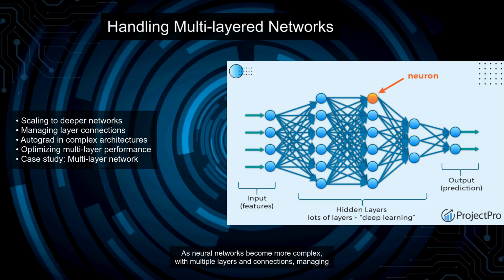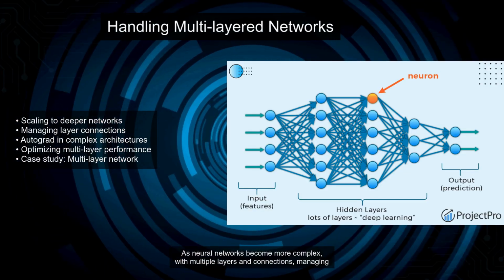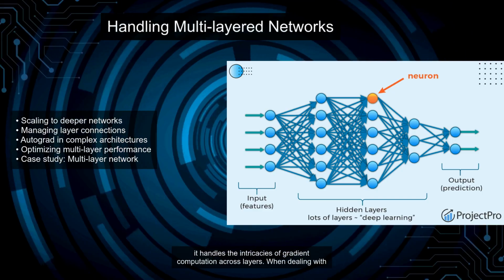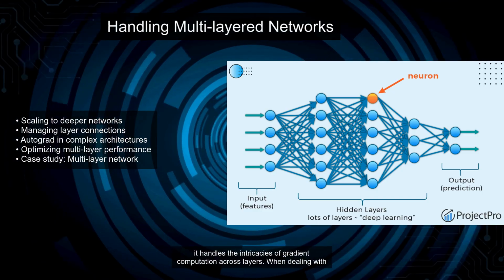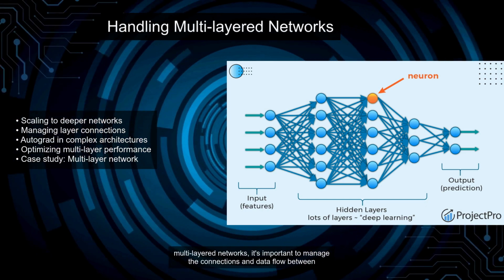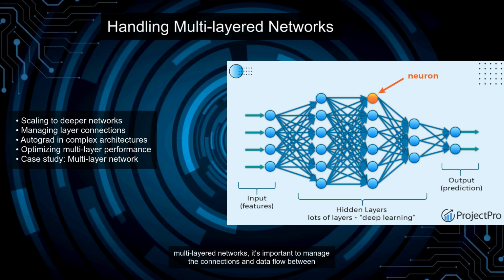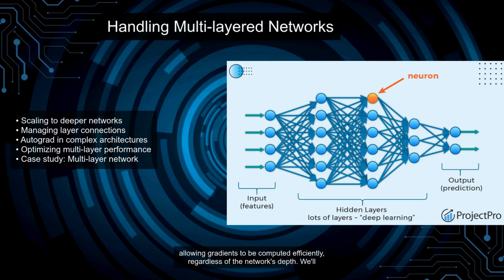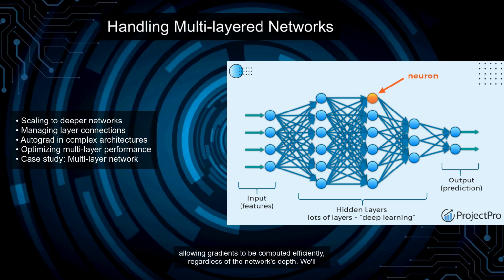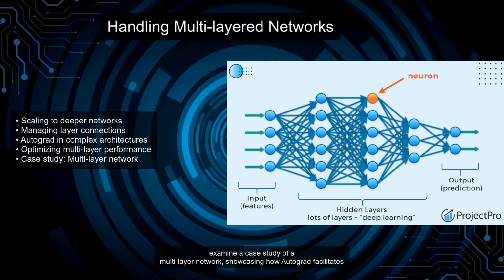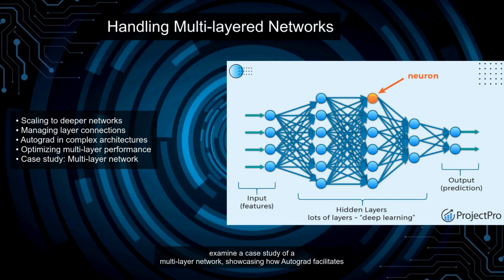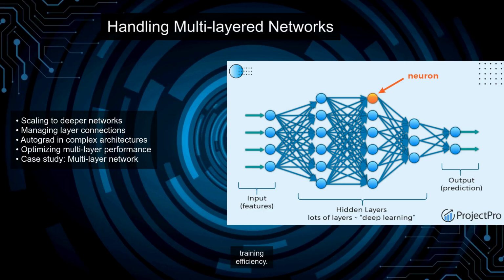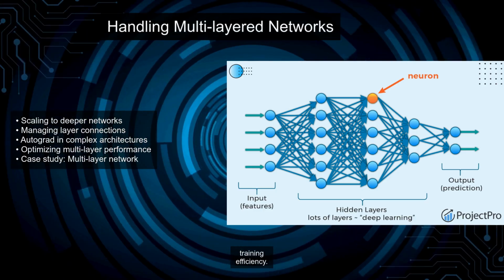As neural networks become more complex, with multiple layers and connections, managing them efficiently becomes crucial. PyTorch's Autograd is invaluable in these scenarios, as it handles the intricacies of gradient computation across layers. When dealing with multi-layered networks, it's important to manage the connections and data flow between layers effectively. Autograd streamlines this process by maintaining a dynamic computation graph, allowing gradients to be computed efficiently, regardless of the network's depth. We'll examine a case study of a multi-layer network, showcasing how Autograd facilitates seamless backpropagation across various layers, ultimately leading to improved network performance and training efficiency.